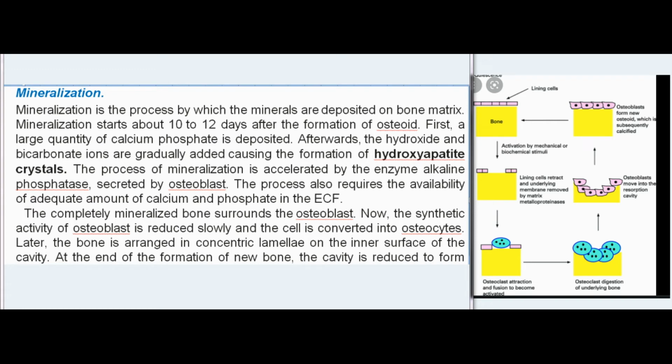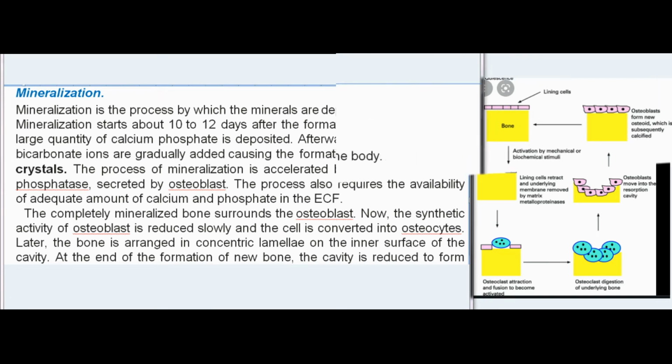The process of mineralization is accelerated by the enzyme alkaline phosphatase, secreted by osteoblast. The process also requires the availability of adequate amount of calcium and phosphate in the ECF. The completely mineralized bone surrounds the osteoblast. Now, the synthetic activity of osteoblast is reduced slowly and the cell is converted into osteocytes. Later, the bone is arranged in concentric lamellae on the inner surface of the cavity. At the end of the formation of new bone, the cavity is reduced to form Haversian canal.